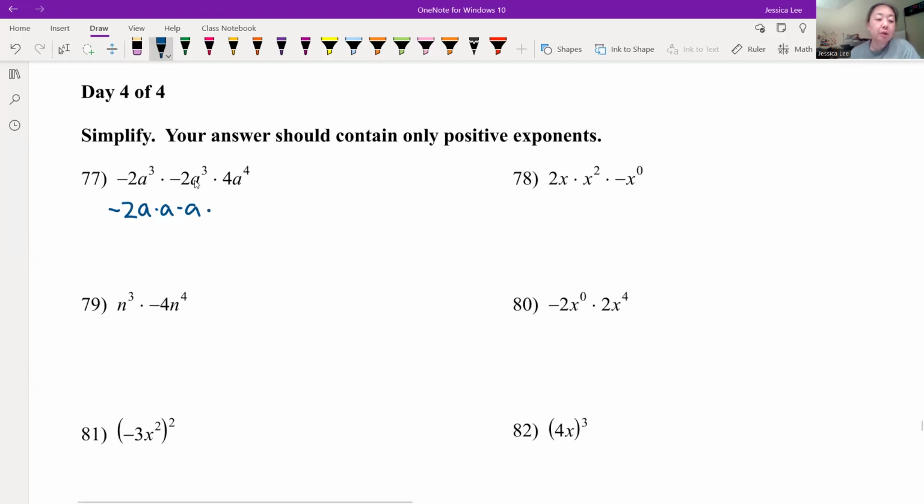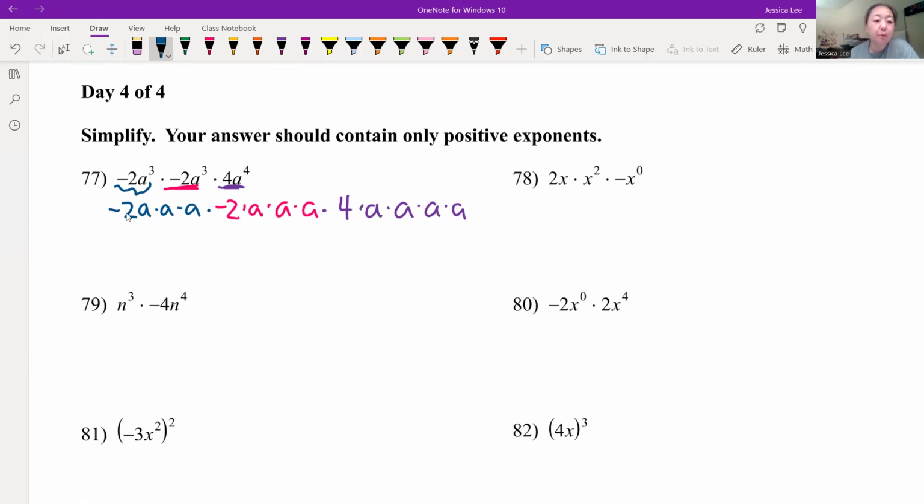And then times, we're going to do this again for the second part right here. So this was this part right here. So this part right here, I'll just underline it. That's going to be -2 times, again, a times a times a. So we got 3 of them. And then we'll do purple. So this 4a is, so it's times 4 times a times a times a times a. You can figure out the shortcut, be my guest, but just make sure it works. I'm not going to tell you the shortcut. I'm just going to show you how to expand it, and then we'll work on it.